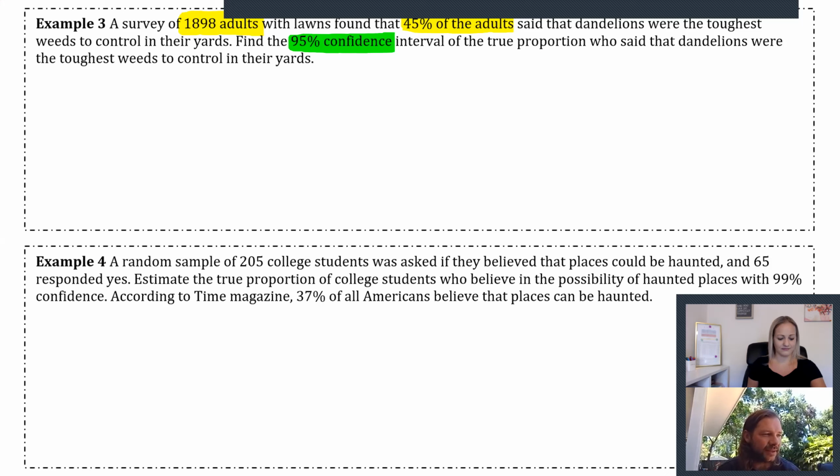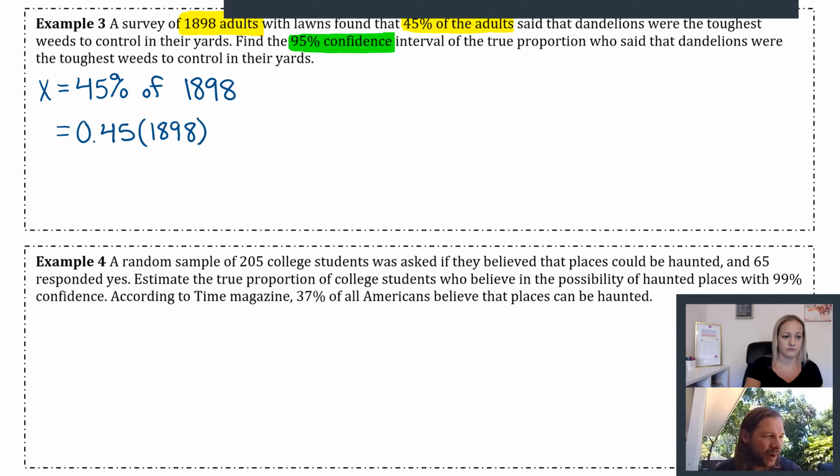Okay, so let's see here. So we have x is what? 45% of 1,898. Okay, so we weren't given the value x. We have to calculate that now. But we were given that n was 1898. So to calculate x, we're going to take 0.45 times 1898, and we get about 854.1.